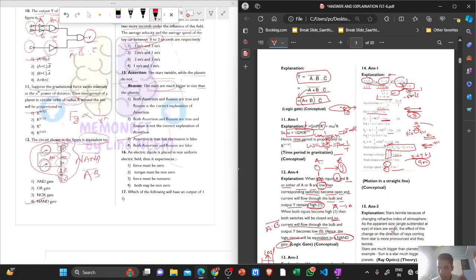You can also understand the explanation from here. A star twinkles because of changes in the refractive index. As the apparent size of a star is small, the effects of change in direction are very large. But in the case of planets, as the size is big, there is atmospheric refraction, but the change in angle is too small to observe twinkling, unlike a star, which is a small point object. Okay. Now moving to the next question.